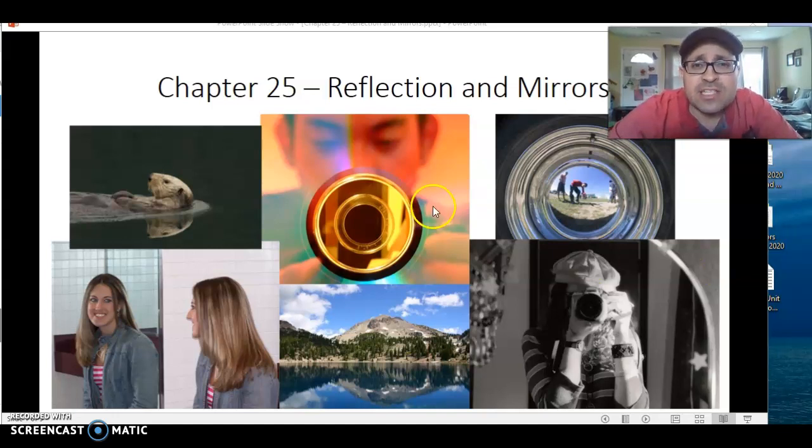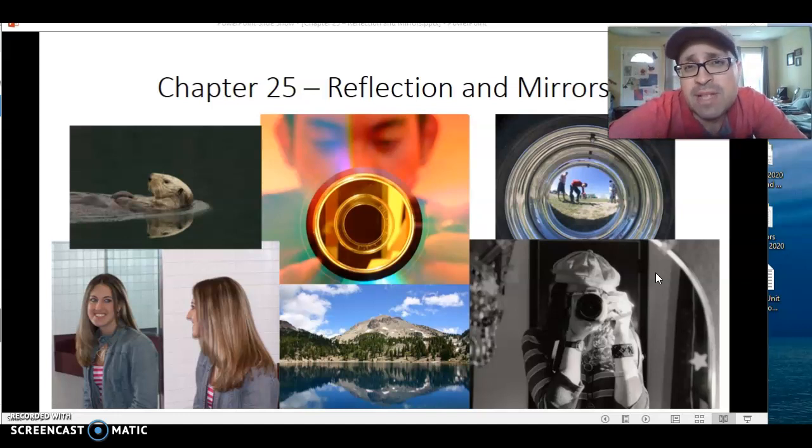Let's get started. On this first slide, we have obviously a lot of reflections. We can see a mirror, some reflections in the water. This is the reflection off of a CD or Blu-ray or DVD or something. That's a hubcap. Over here, we see somebody taking their own picture from a camera into the mirror.